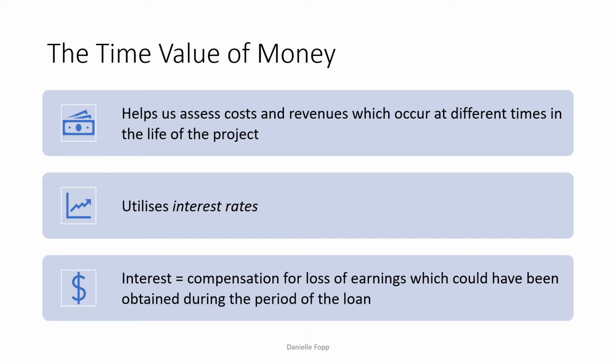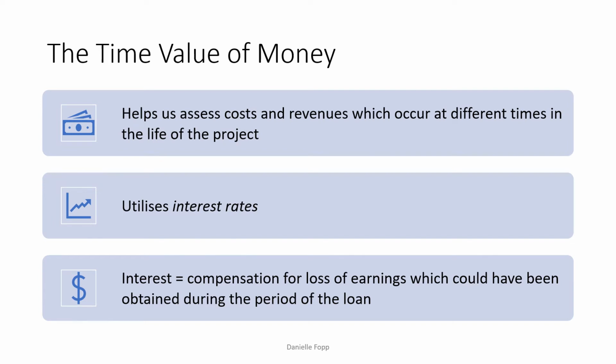Well, how? We utilise interest rates. Now, to calculate the time value of money, we need to first understand interest rates. And this is because for a person or company lending money for a construction project, interest is compensation, in the main, for the loss of earnings which would have resulted from the lender using that money for an alternative use. For the developer, borrowing money presents an opportunity to start a project immediately, which would otherwise have to be delayed.